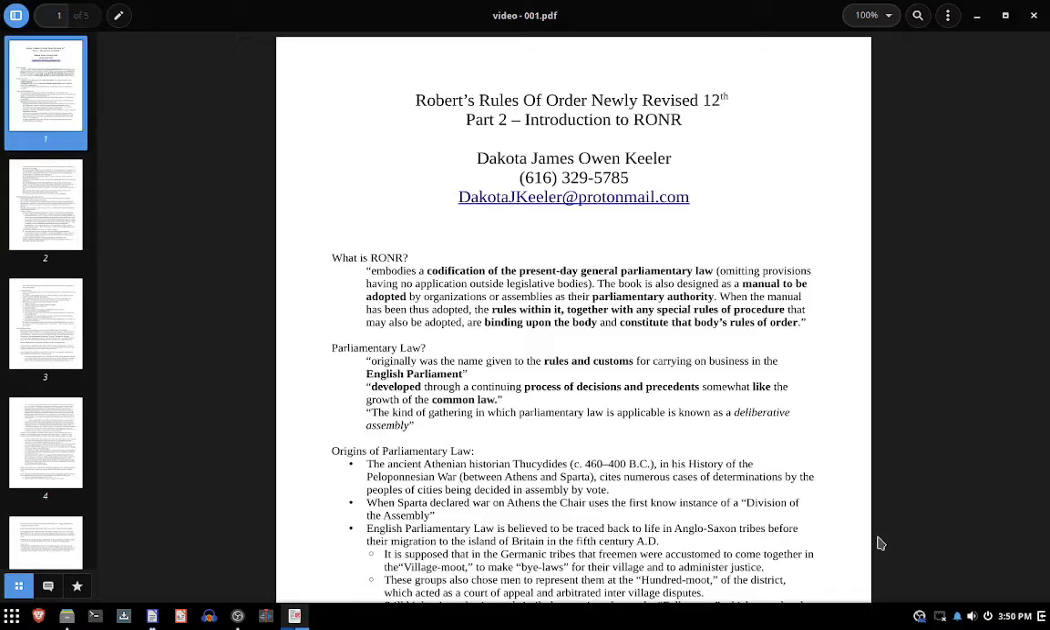So, one of the first questions we have to ask ourselves is, what is Robert's Rules of Order Newly Revised? Well, it's a codification of the present-day general parliamentary law, and it's a manual meant to be adopted by organizations or assemblies as their parliamentary authority. If so adopted, the rules within it, with any special rules of procedure, become binding upon that body and constitute that body's rules of order.